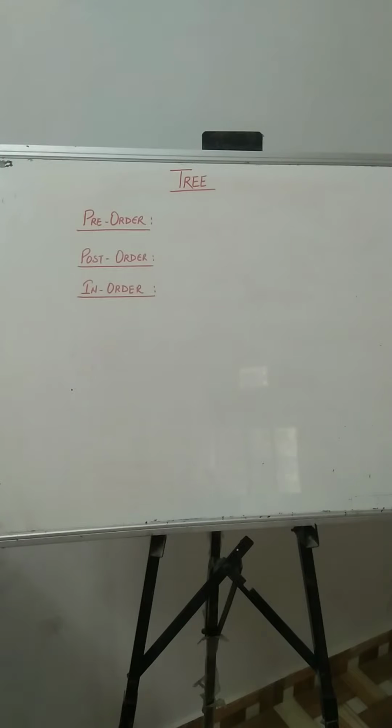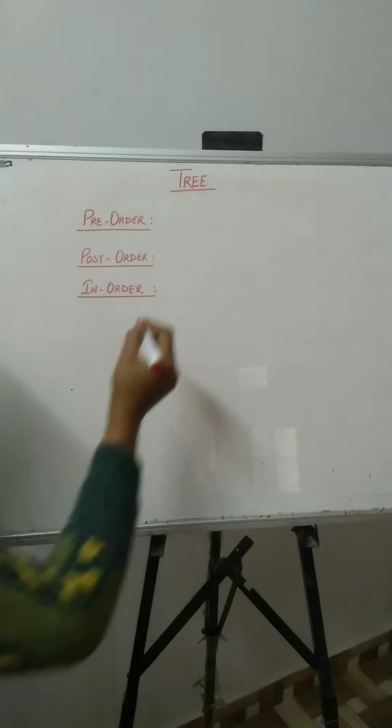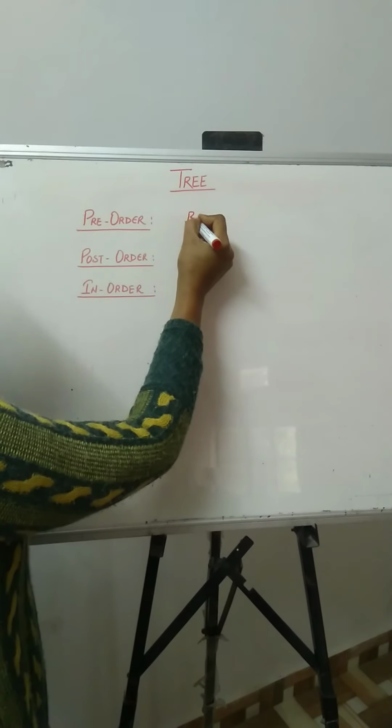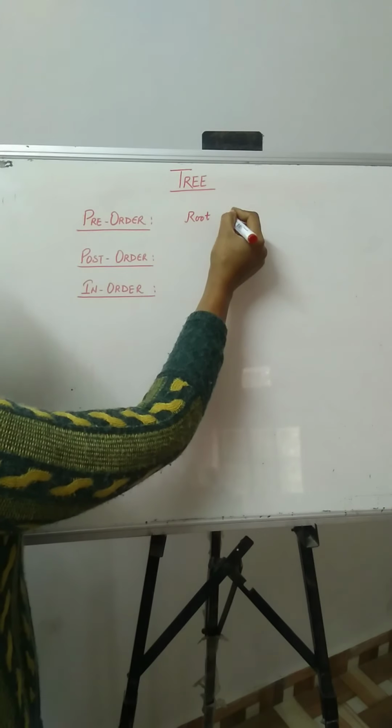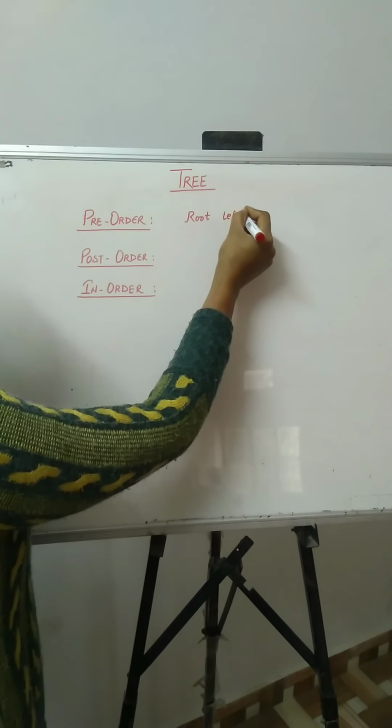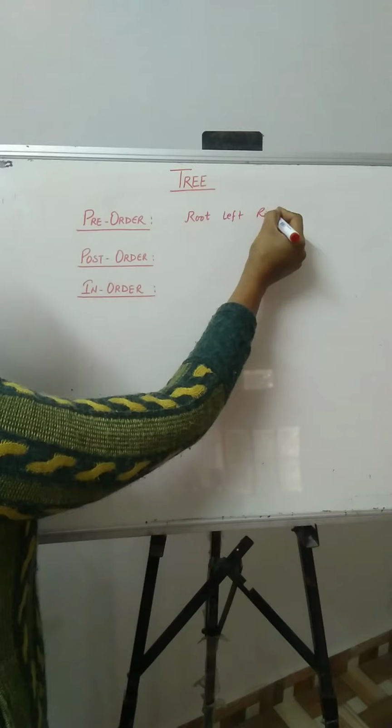In pre-order traversal, to read the binary tree in the pre-order format. Pre-order format means firstly we consider the root, then left, then right. Okay. In pre-order, first of all we read the root, then the left side of the root, then the right side of the root.